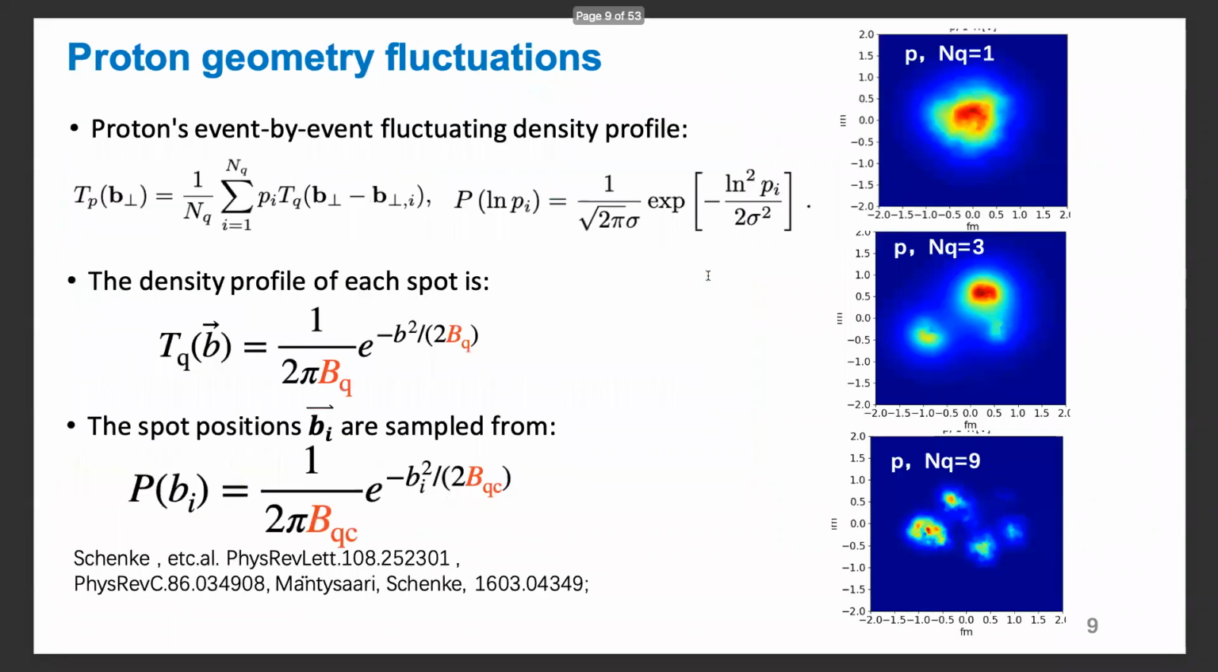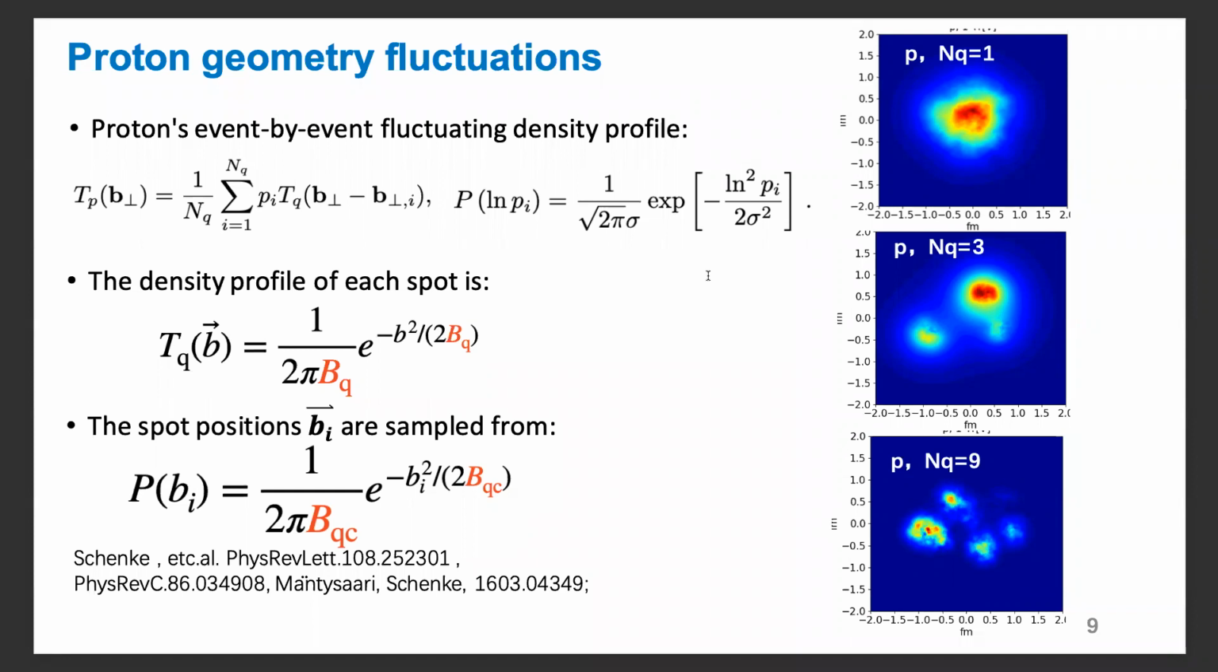Okay. And then for the proton geometry, since this is a non-perturbative process, we use some effective model to describe the proton geometry fluctuations. For example, the proton's event-by-event density fluctuation profile can be calculated by this formula. Here, the proton's density profile is the sum of each hotspot's profile, but each hotspot has a relative weight described by p_i, and we sample p_i from a log-normal distribution.